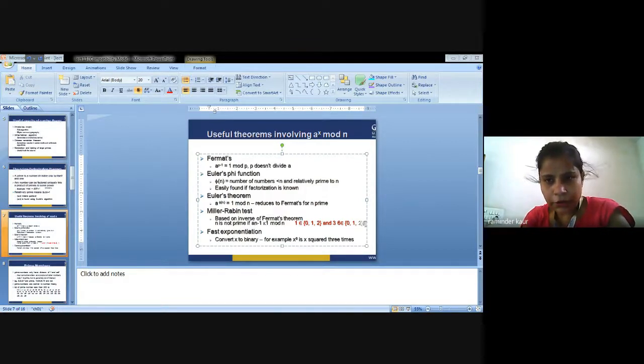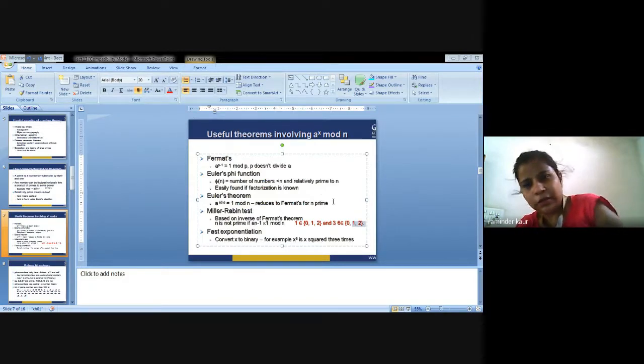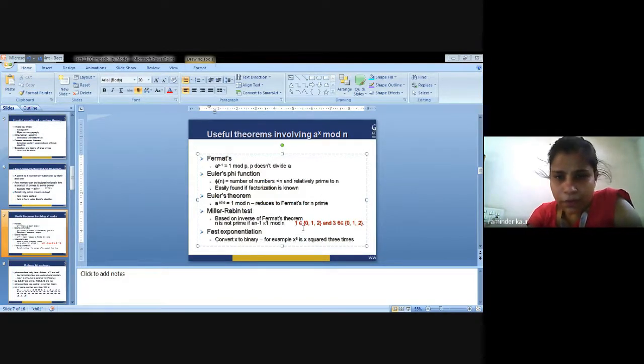I am giving it to you for your understanding. I will erase it. So this belongs to is represented by E. 1 belongs to the 0, 1, 2 set. Yes. 3 and 6 belong to the 0, 1, 2 set.